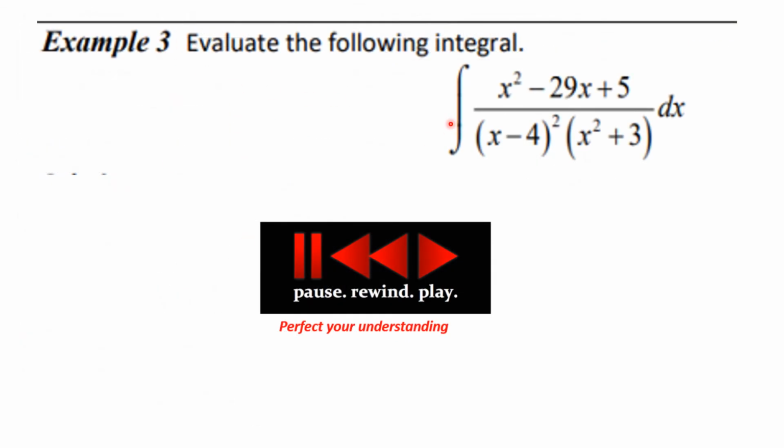Example 3, evaluate the following integral. This is the indefinite integral of x squared minus 29x plus 5 all over x minus 4 whole squared, and this is x squared plus 3. And by the way, I could do definite integrals, you just would plug in the values, but this is the one that we're doing. You know what to do. Let's see how you did.